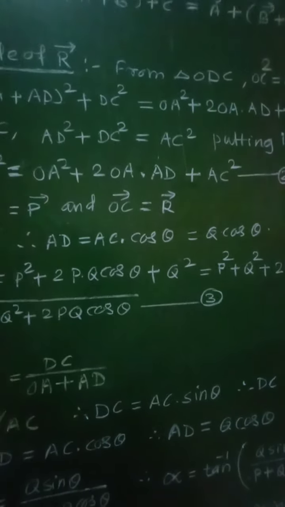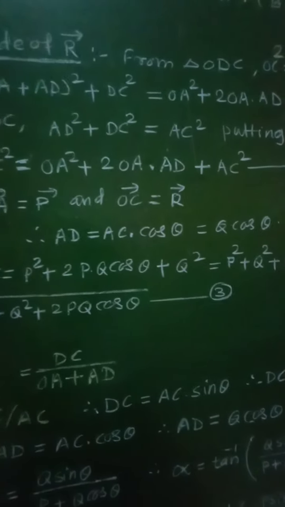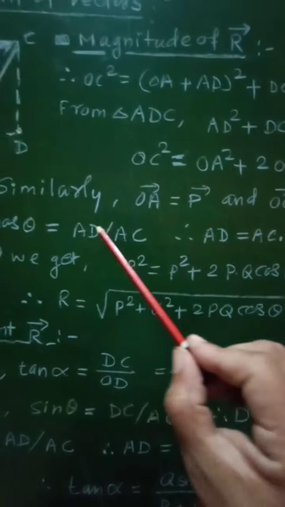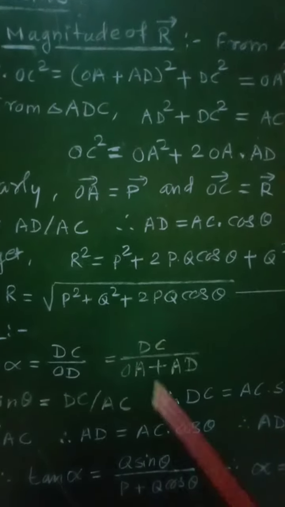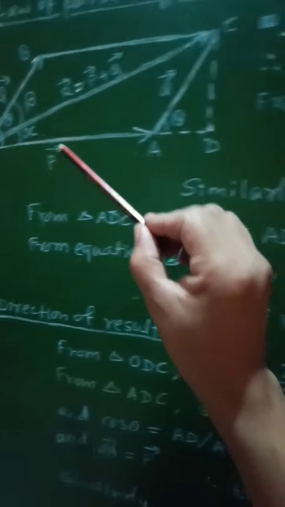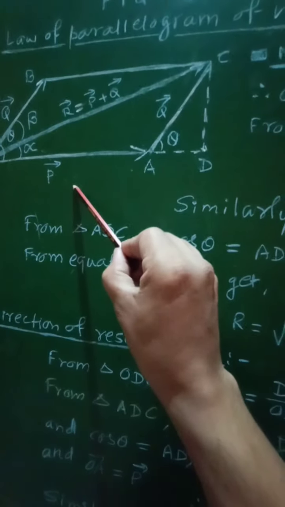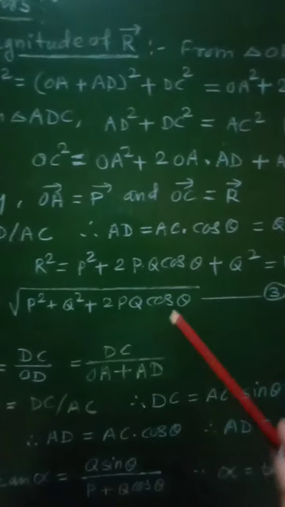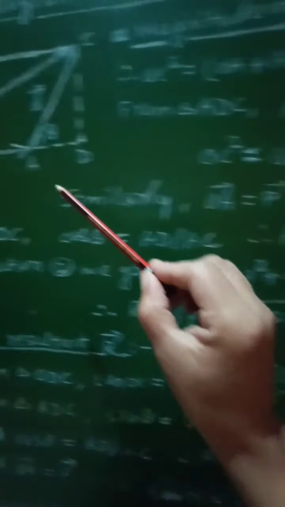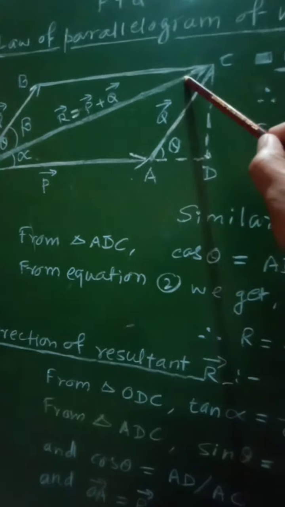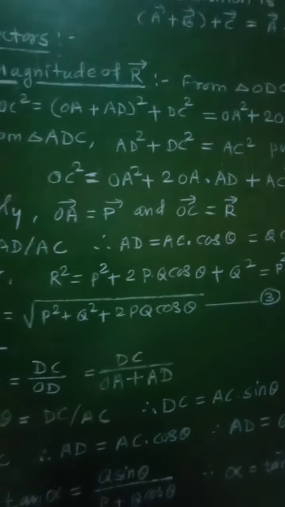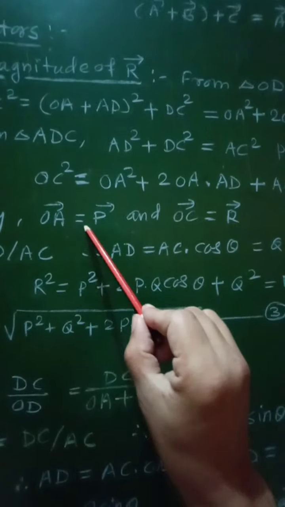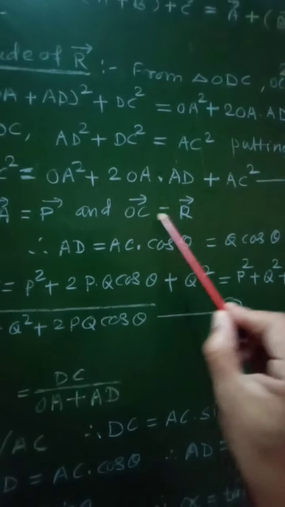Now let us find the values of some of the terms here. If you consider the geometry of that figure, first is OA. So OA is equal to vector P. And OC will be vector R. Now we have got OA equal to P and OC equal to R.